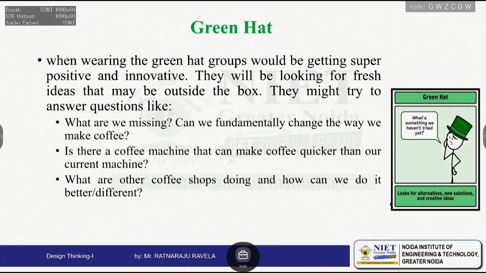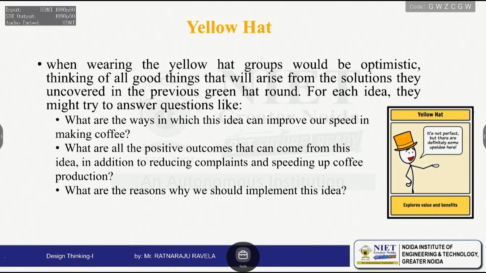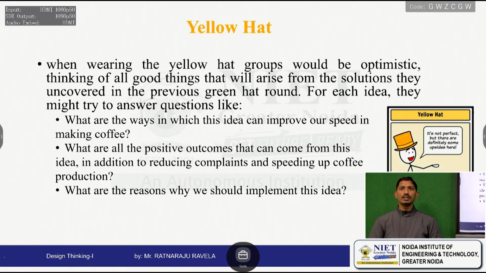Okay, so these are some of the questions that we will put forward to get creative or innovative ideas while addressing the problem at the coffee shop. Coming to the next one, the yellow hat. The yellow hat, as I said, is an optimistic one. It always sees the positive side of that particular solution or the implementation that we are doing.